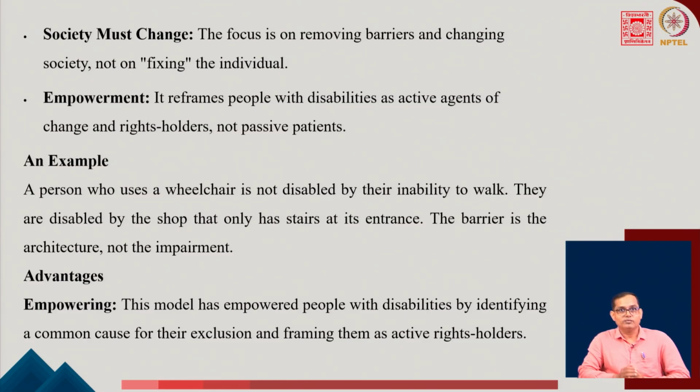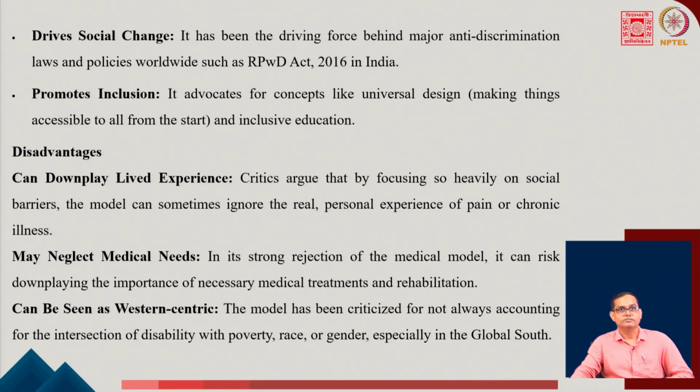He is disabled by the shop that only has stairs at its entrance. The barriers are the architecture, not the impairment. There are many advantages of this model of disability. For example, empowering. This model has empowered people with disabilities by identifying a common cause for their exclusion and framing them as active rights holders.